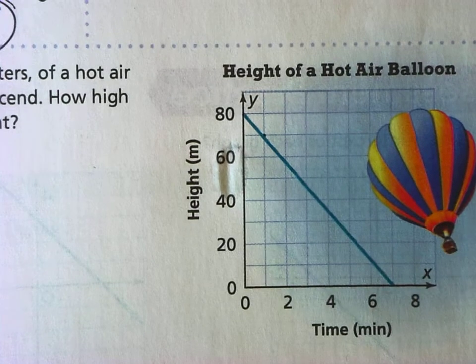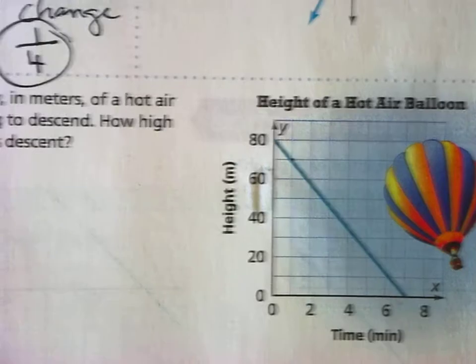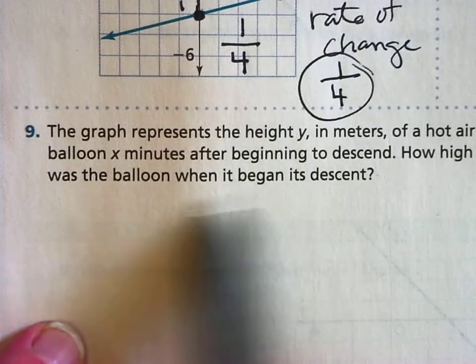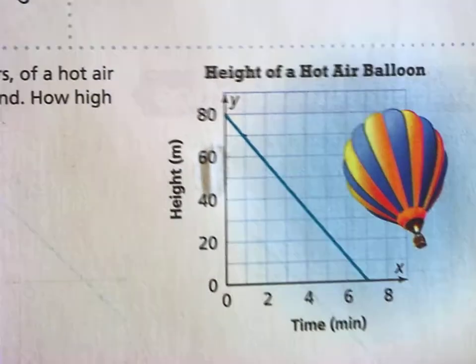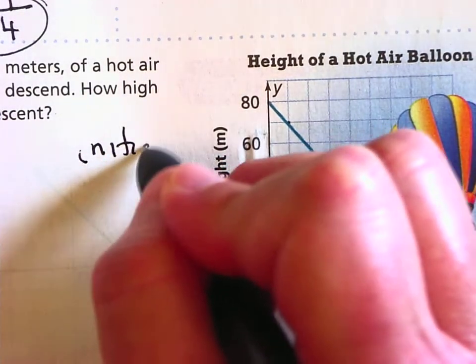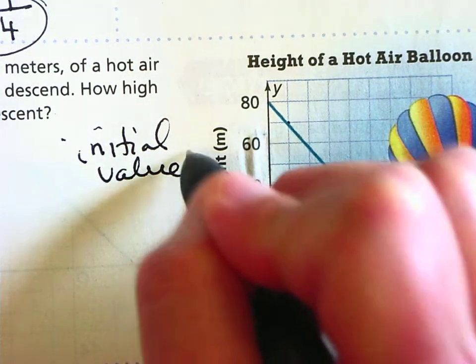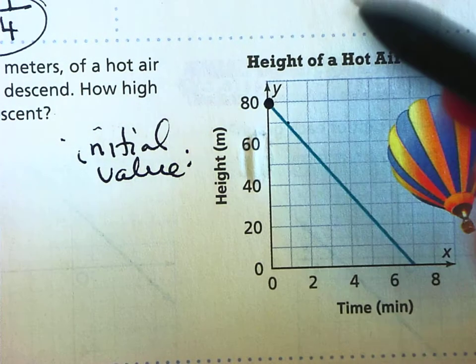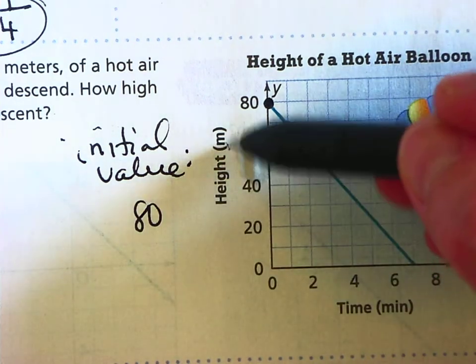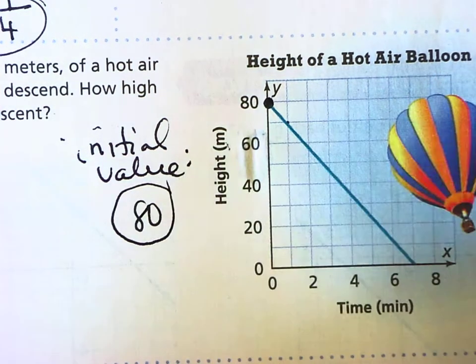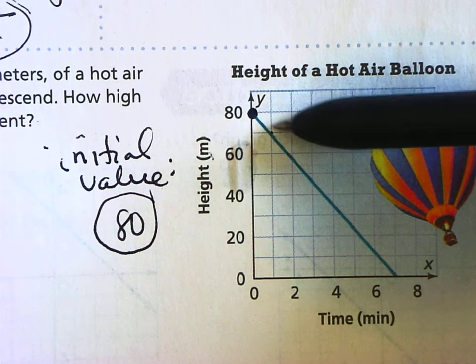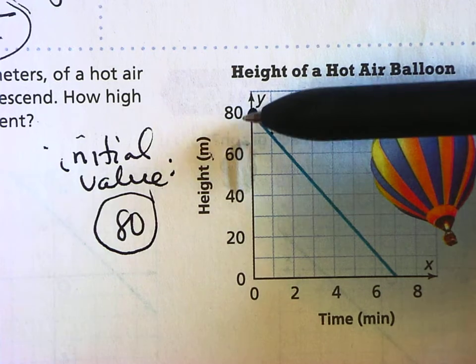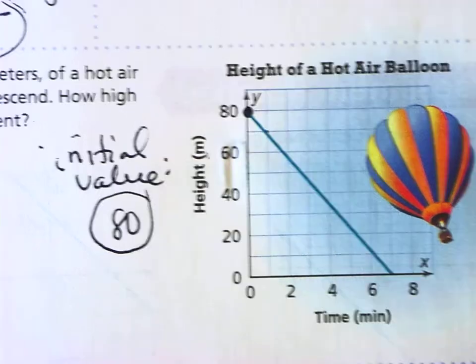Okay, let's take a look at number 9. This one says, how high was the balloon when it began its descent? Folks, that is asking for your initial value, the y-intercept. So it was at 80 meters. So there's your initial value. And to explain that initial value, the balloon was at 80 meters before it began to go down, before it began its descent. That's what the y-intercept means. The balloon was 80 meters high before it began to go down.